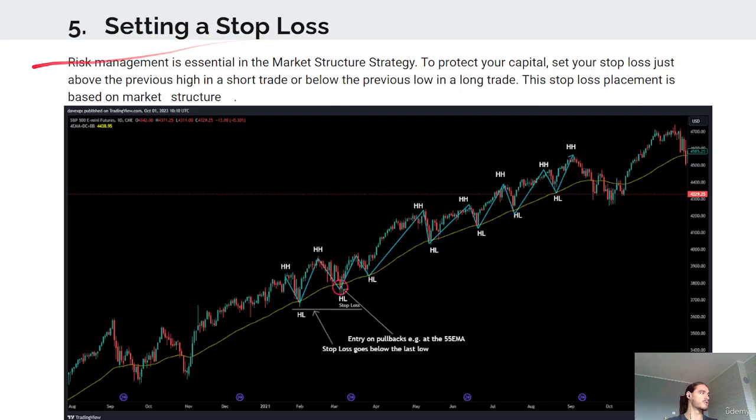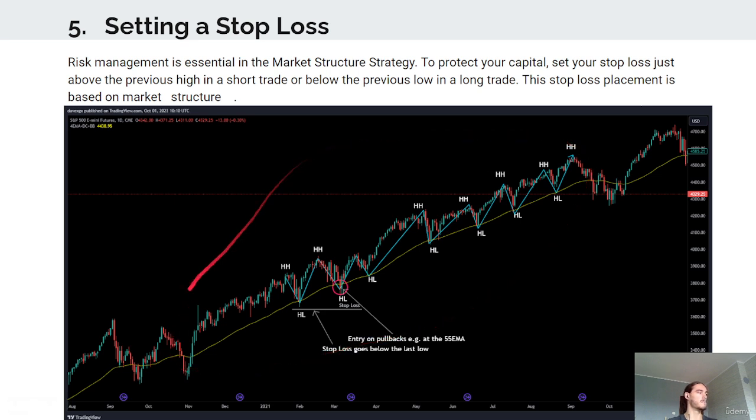And setting a stop loss. Risk management is essential in the market structure strategy to protect your capital. Set your stop loss just above the previous high in a short trade or below the previous low in a long trade. This stop loss placement is based on market structure.